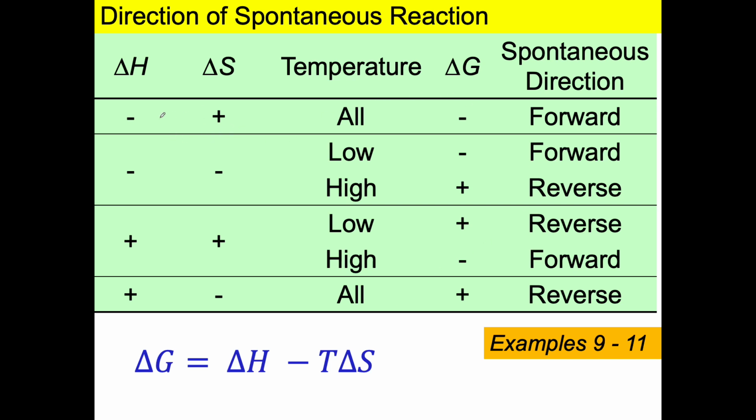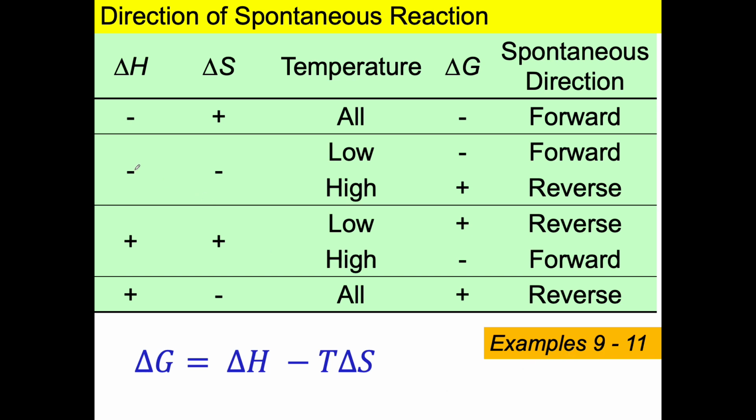So what this says is, if the change in enthalpy is negative, exothermic, and delta S is positive, then no matter what temperature you're at, you can change the temperature all you want, both these terms are negative. So it's always going to be spontaneous in the forward direction, regardless of temperature. And the reverse is true. If it's endothermic and you know that the entropy is negative, then both these terms are going to be positive, and it will always be spontaneous in the reverse direction. Easy enough. Now let's look at the mixed cases.